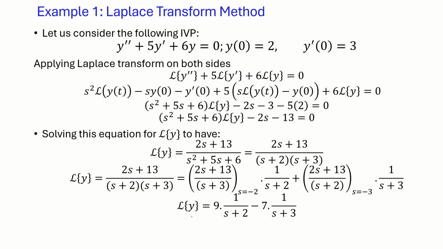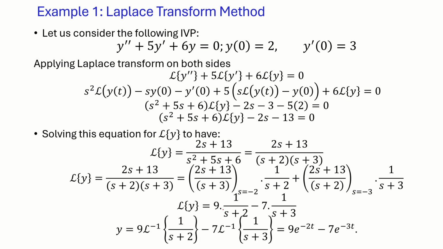So we have Laplace of y equal to 9 into 1 over s plus 2 minus 7 into 1 over s plus 3. You must keep in mind that the Laplace inverse is also linear. So if we take the Laplace inverse, we get y equal to 9 times Laplace inverse of 1 over s plus 2 minus 7 times Laplace inverse of 1 over s plus 3. You should know the Laplace inverse of 1 over s minus a is e power at. So if you put a equal to minus 2, that gives the Laplace inverse of 1 over s plus 2, which is e power minus 2t.